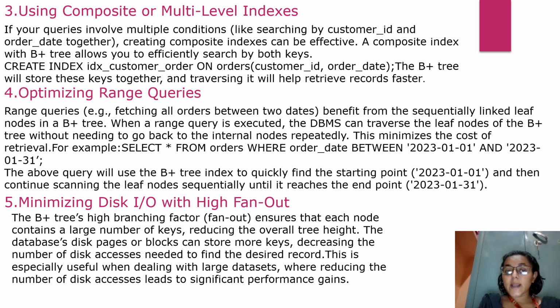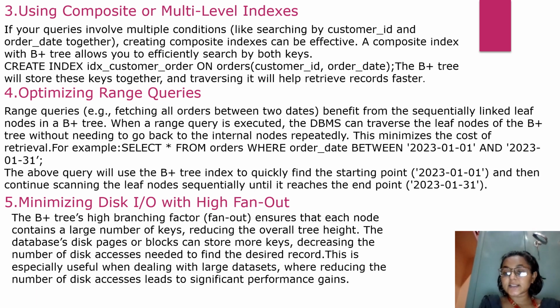Range queries, fetching all orders between two dates, are linked with the leaf nodes in a B+ tree. When a range query is executed, the DBMS can directly traverse the leaf nodes without going back to internal nodes repeatedly. This minimizes the cost of retrieval, and execution time is also less.